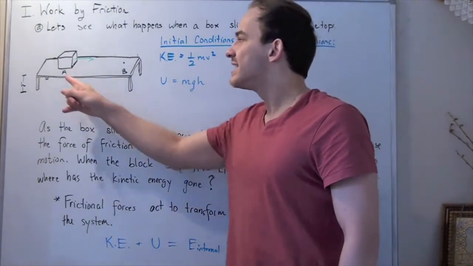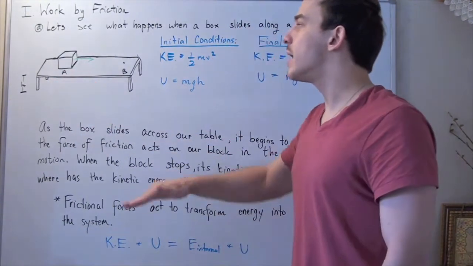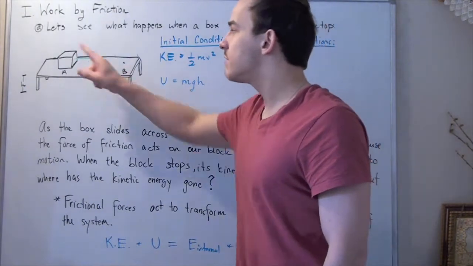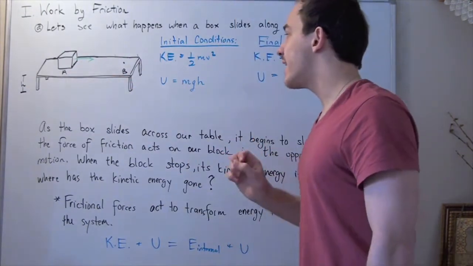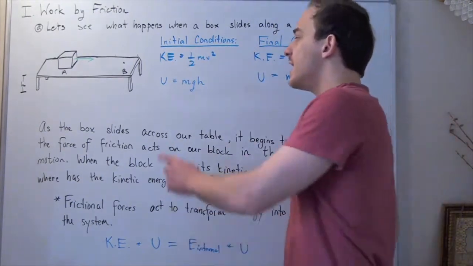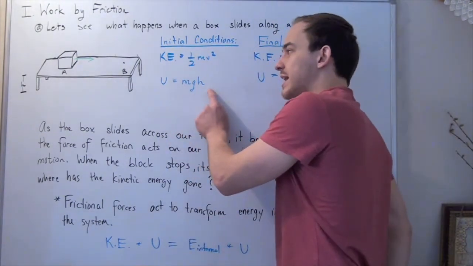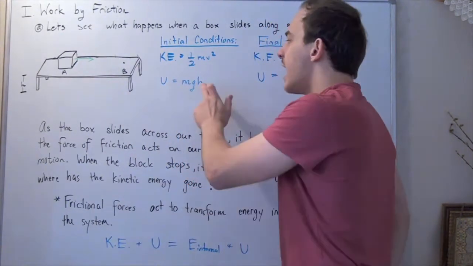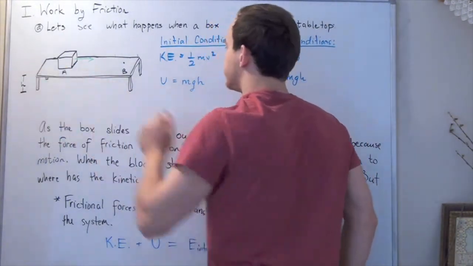And likewise, since this box is placed above sea level, above h equals 0, since the height of this box is h, we can say that its gravitational potential energy is m times g times h, where m is the mass of the box, g is our gravitational constant, and h is simply our height.